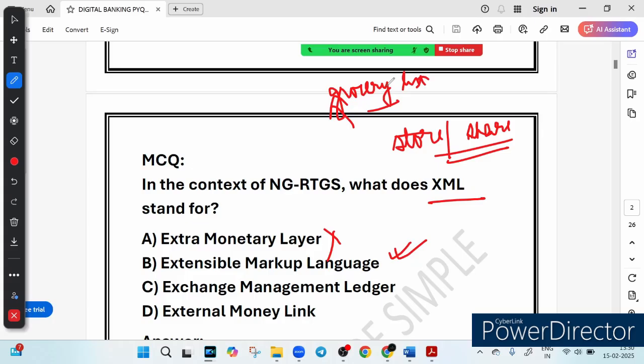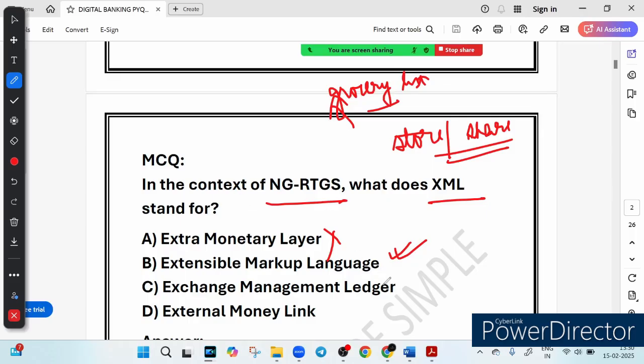So what does XML do? It categorizes every piece of data properly so that a computer can easily read and process it. That is why XML is used in NG-RTGS, to format financial messages and ensure seamless transactions between banks.